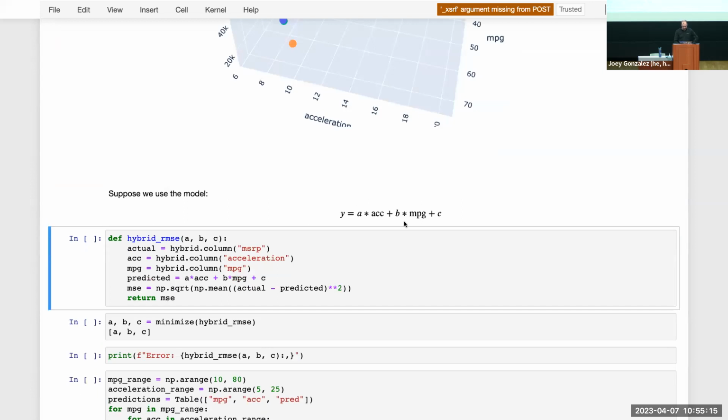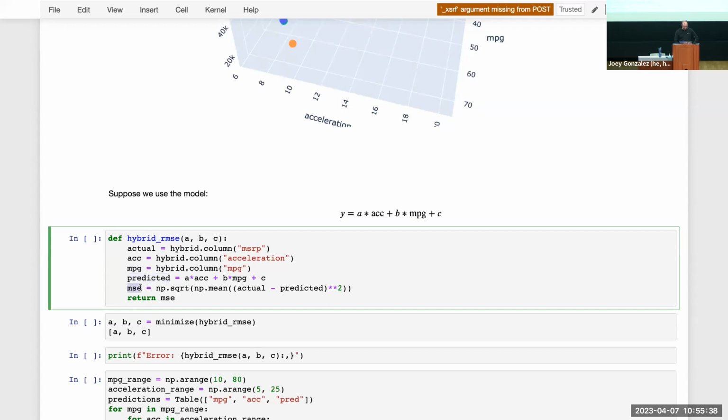times the acceleration plus another slope times the miles per gallon plus some intercept. That's my model. Okay. And I want a good model, so I'm going to minimize the error for A, B, and C. How do I do that? I take the actual price, I take the acceleration, miles per gallon, and my prediction is A times acceleration plus B times miles per gallon plus C, my intercept.